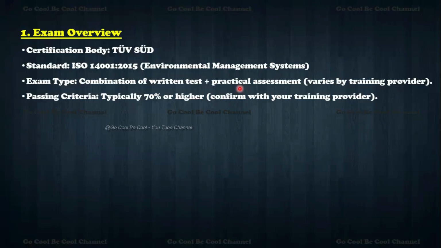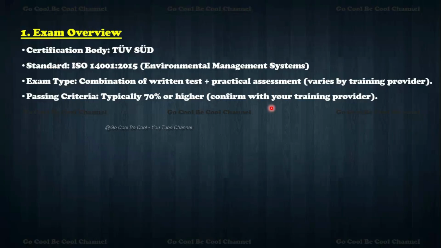The passing criteria, my dear friends, is typically 70% or higher. You have to confirm with your training provider. 70% is supposed to be there, and generally the examination has 2 marks, 4 marks and 15 marks questions put together. Finally we have a case study to make sure that we can go for identifying NC ratings with respect to the clauses concerned, especially for this EMS.